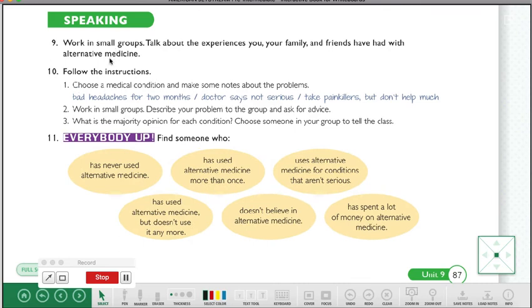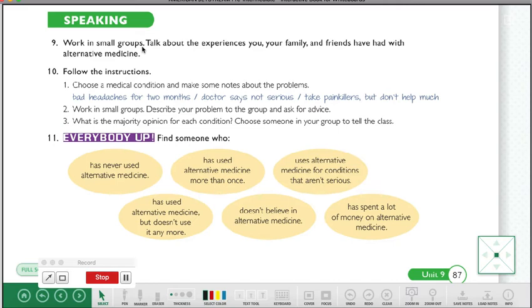Well, finally, this is not gonna be done because it is speaking, but I can explain this part. This is work in small groups. Talk about the experiences you and your family and friends have had with alternative medicines. Remember, the topic is about health problems and some medicines, so you can just come up with some ideas. Talk about that. If you have a partner to practice, good. If you don't have a partner, don't worry. It's just to understand the activity.